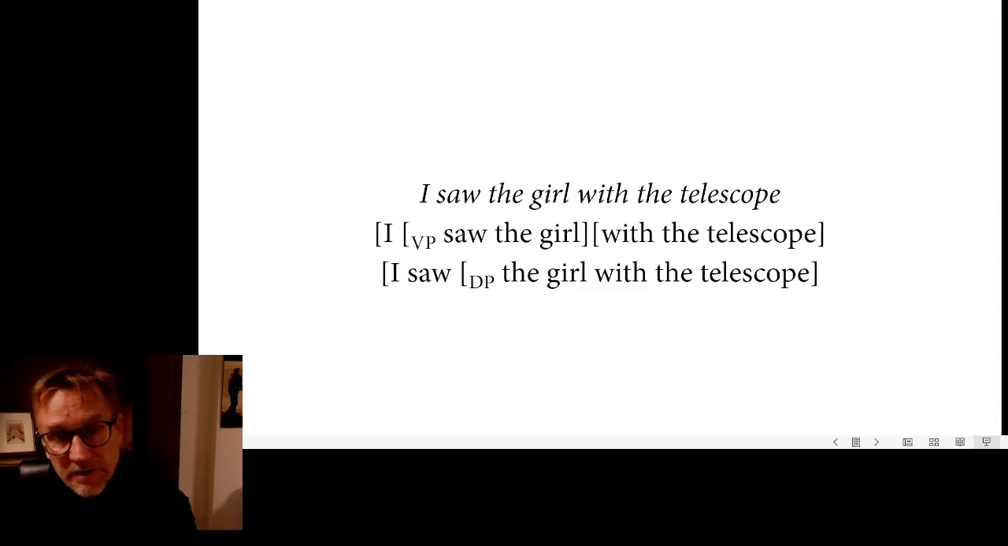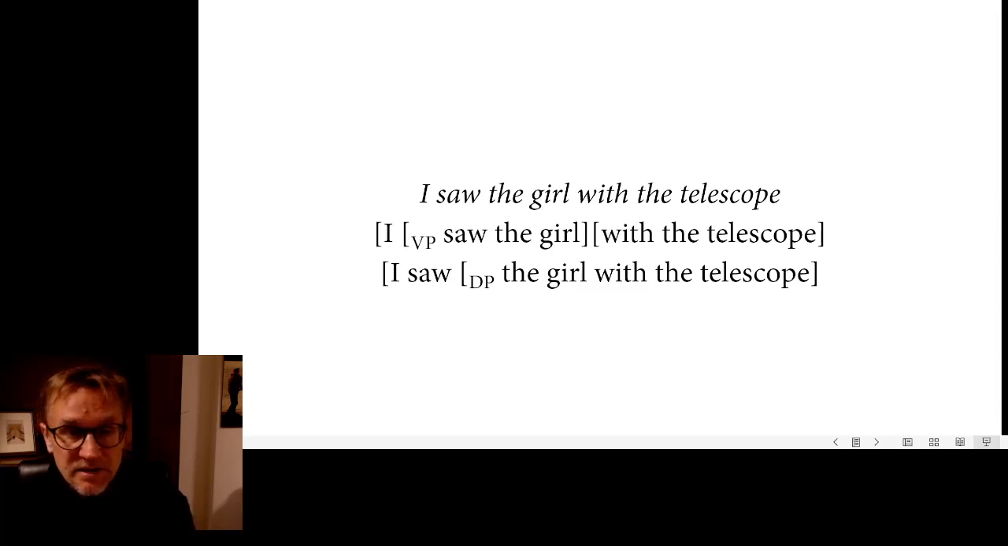So the first interpretation, shown here in the first line, would be so that I saw the girl, that's something, and then with the telescope modifies that event of seeing. It explains the manner I saw the girl. But here in the second interpretation and second line, with the telescope is inside the object because it modifies the girl.